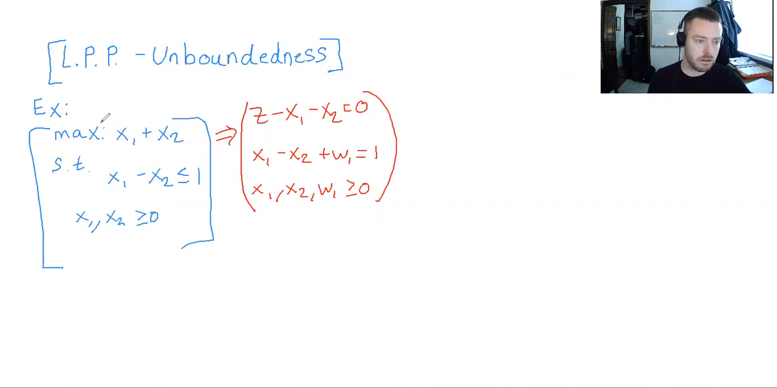You want to maximize the function x1 plus x2, given one constraint where x1 minus x2 is less than or equal to 1, such that the two variables x1 and x2 are greater than or equal to 0. Just from looking at this alone, you can tell that this problem is unbounded, mainly because it has only one constraint on it. You can let x1 be any number that you want, as long as x2 is that same number, subtract 1.